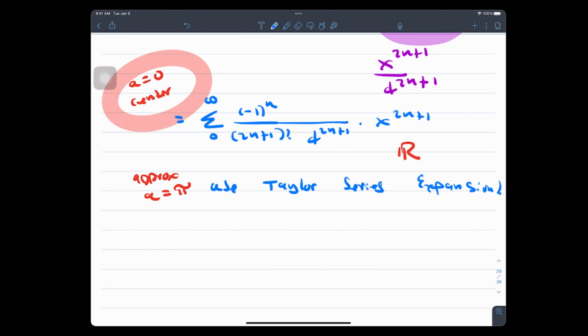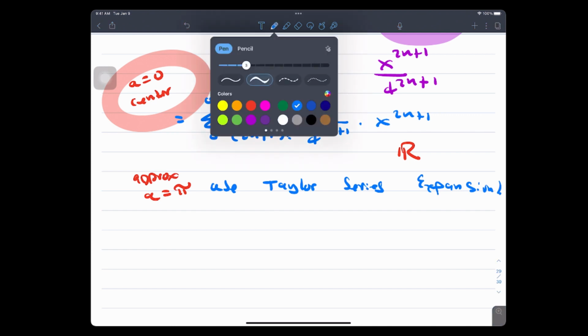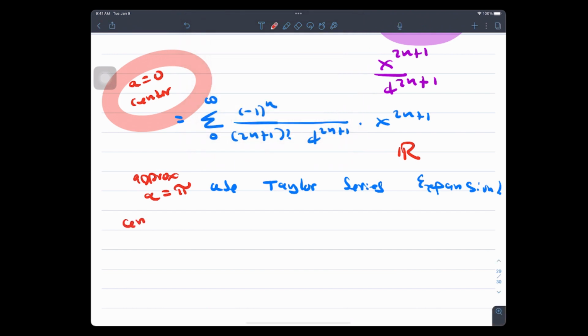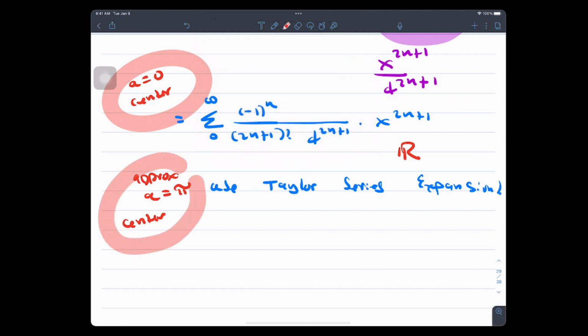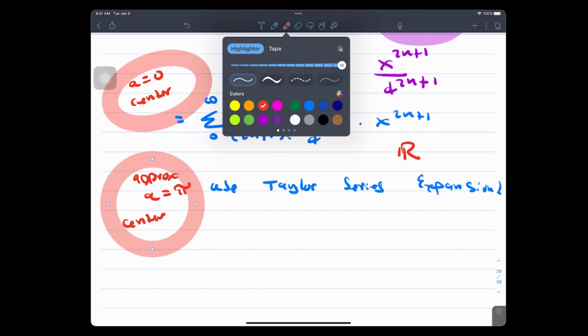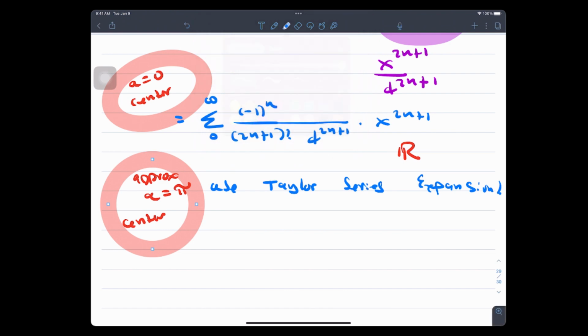Yeah. No, if the center is pi. Yeah, so remember A is a center, right? So if you said to me, why do I change the center anyway? Or why would a Taylor series expansion exist for these kind of things?